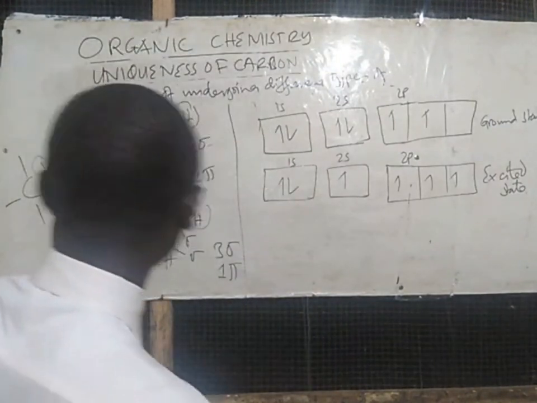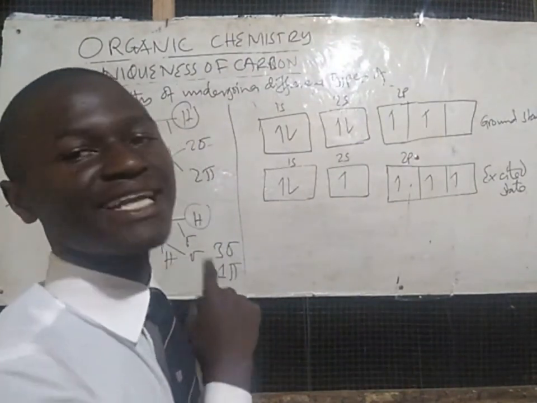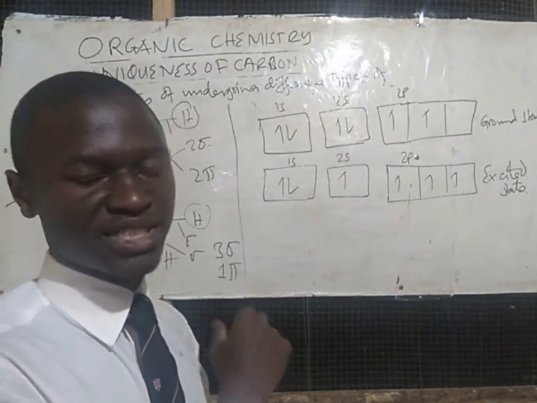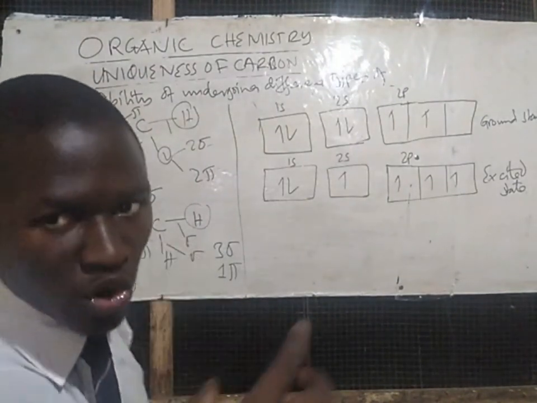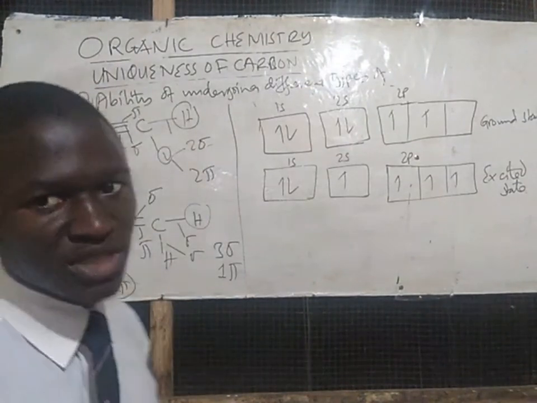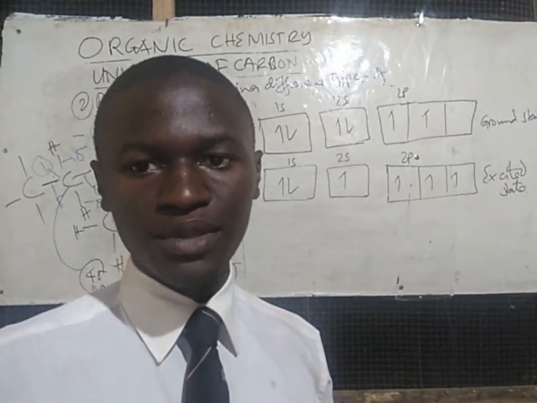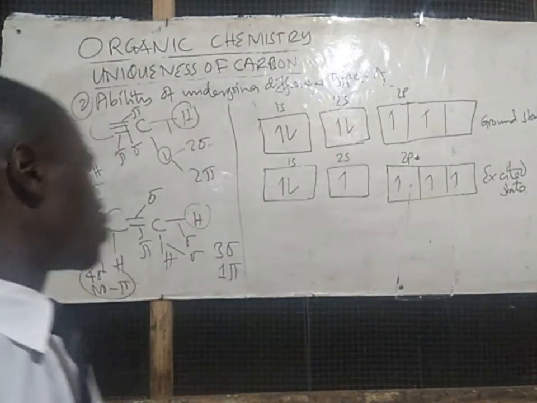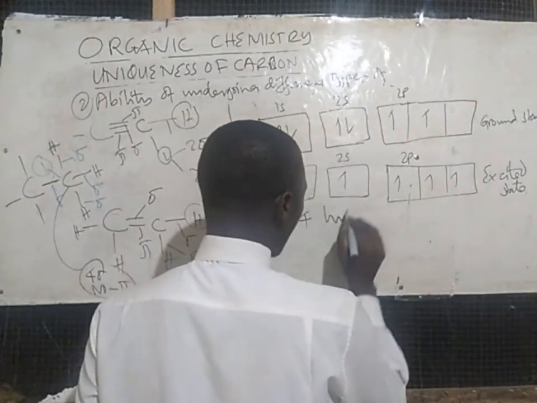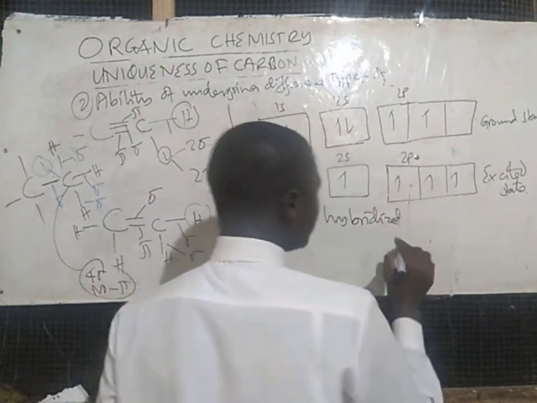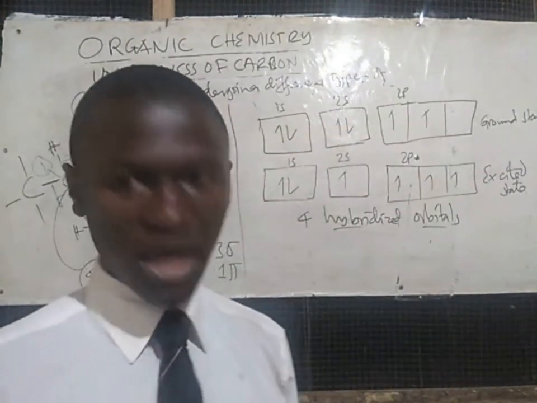So, if we want to form a carbon with 4 single bonds, that means it is an alkane. I hope you understand from your O-level chemistry. So, if we want to form an alkane with no double bond, we need to have 4 sigma bonds. And remember I said, sigma bonds are formed from hybridized orbitals. So that means we need how many? We need 4 hybridized orbitals.